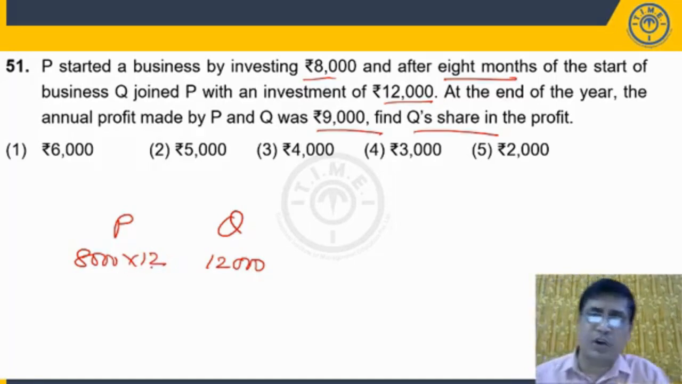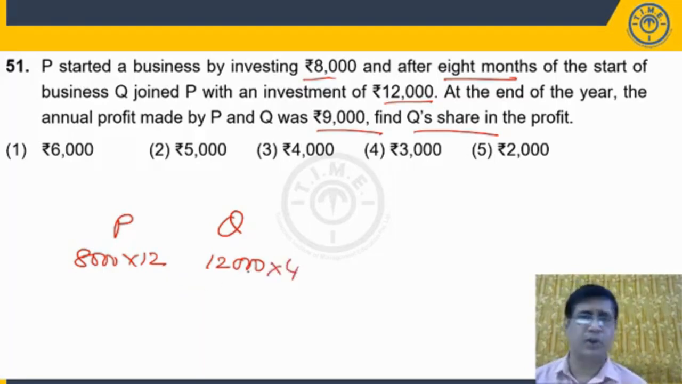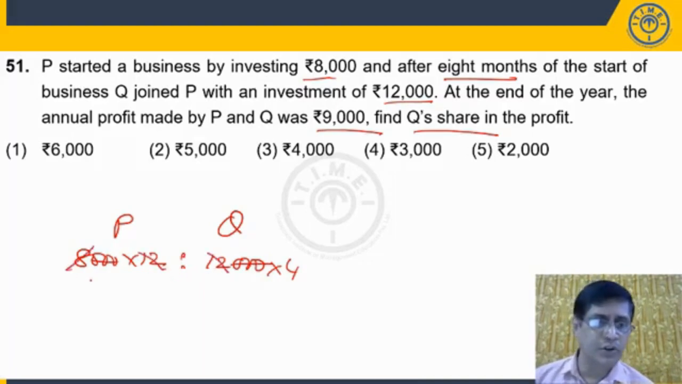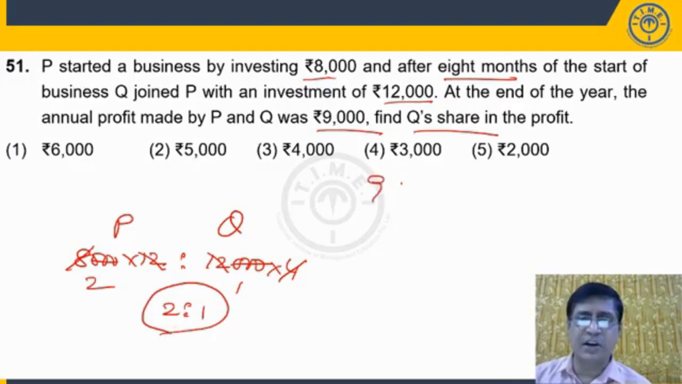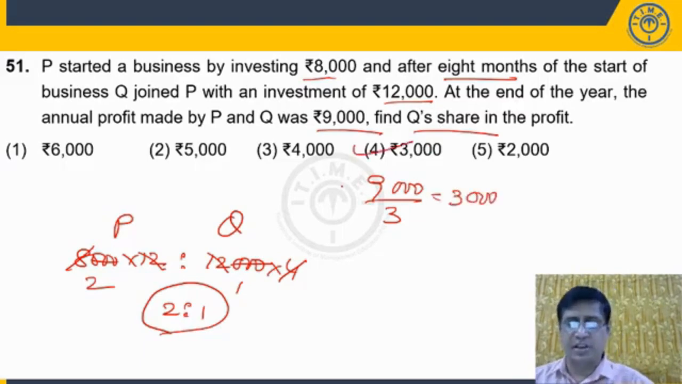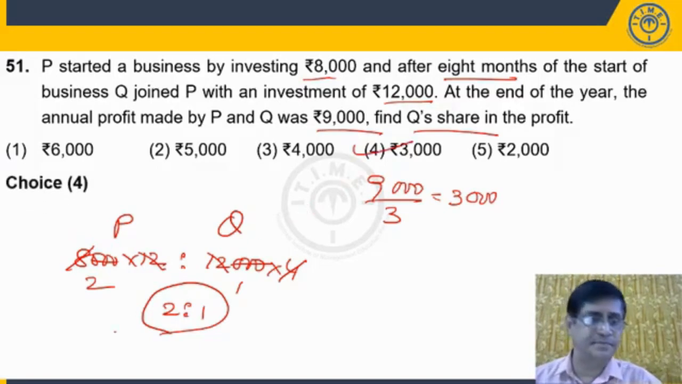What about Q? Q joined after 8 months. After 8 months means subtract 8 from 12, which results in 4. Simplify this. Zeros cancel. Now 12 and 12 get cancelled. 4 goes to 2 times and 1 time. The ratio of their profits is 2:1. Total profit is 9,000, divided into 3 parts. One part is to be found, so 1 part is equal to 3,000. So the right choice is option number 4.